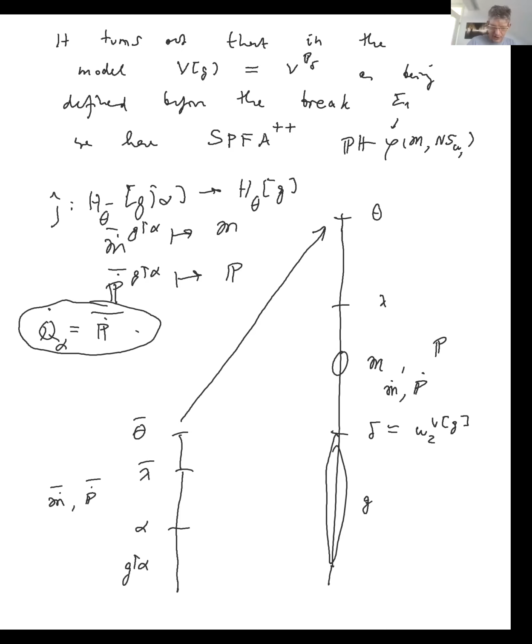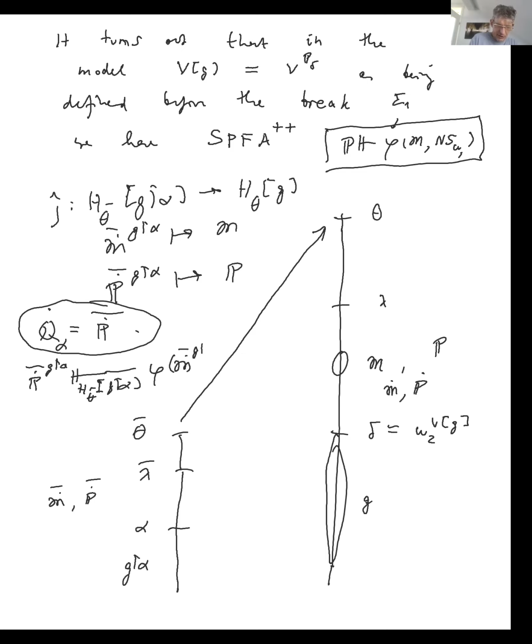And then again, just by elementarity, we have that P forces this sigma 1 statement upstairs. So P dot bar interpreted by G restricted to alpha forces over the model H theta bar adjoin G restricted to alpha, just by elementarity, that phi holds true of M dot bar interpreted by G restricted to alpha, comma, the non-stationary ideal at omega 1 of the model H sub theta bar adjoin G restricted to alpha. So this box follows from the box up here just by elementarity.